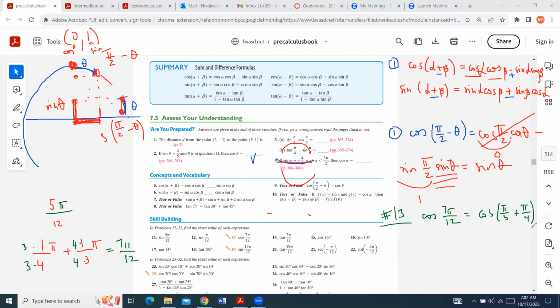So this way I can utilize my first formula, cosine cosine minus sine sine, of these two angles, pi over 3 and pi over 4. And the reason I want to always convert this to pi over 3 and pi over 4 is because I have to utilize things that I know from the unit circle.